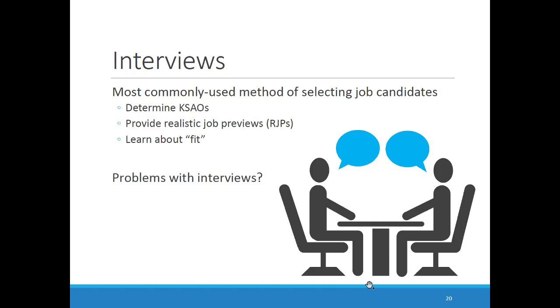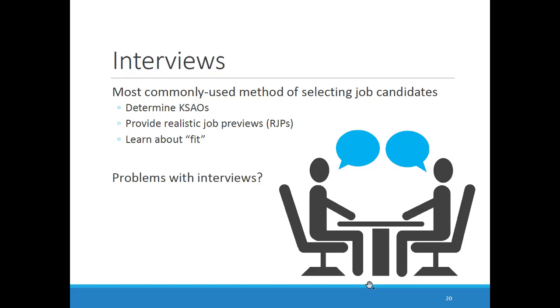And finally, to learn about fit. So is the organization looking for a specific skill set or level of experience or personality? And if so, does that person fit what the organization is looking for? And vice versa. So the candidate might be looking for a very specific role and job duties and organizational culture, and they can determine that in part during the interview process.